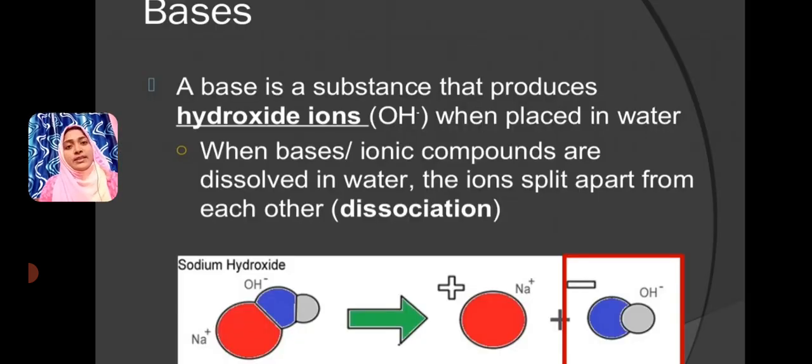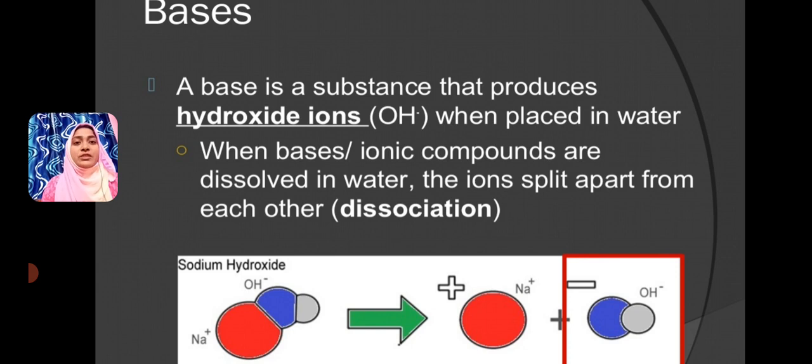Next are bases. What do you mean by a base? A base is a substance that produces hydroxide ions when placed in water. See, when bases react in water, they produce hydroxide ions, whereas acids, when placed in water, produce hydronium ions.